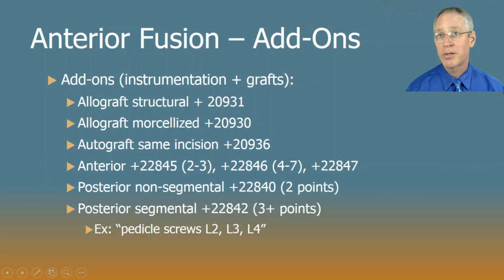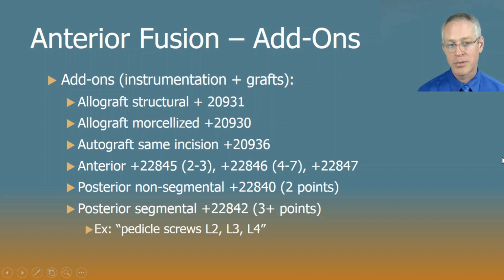And then add-ons for the anterior fusion. You have again the CPTs here. We've discussed all these concepts, but just so we can have a look at the codes. Notice I've preceded each of these with a plus sign: for structural or morselized allograft, autograft for the same incision for spine surgery only, anterior instrumentation, plates and so forth, segmental or non. Anterior plates, depending on how many vertebral bodies are affected, 2 or 3, 4 to 7, or beyond 7. And then the posterior segmental and non-segmental add-on codes.